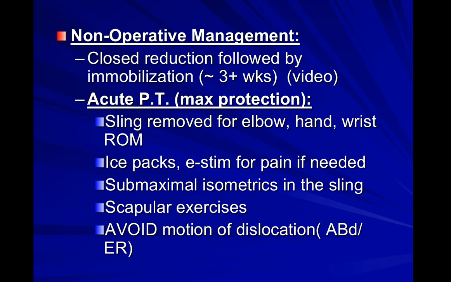So what you really need to avoid early on is what we would call the motion of dislocation, and that would be the combination of the shoulder being in abduction and external rotation. Just think about the position as if you were going to throw a ball. The shoulder is abducted to about 90 degrees and you're going into full external rotation. That would be about the worst thing that you can do. And that's assuming that the dislocation was in an anterior direction, which is hugely more common.